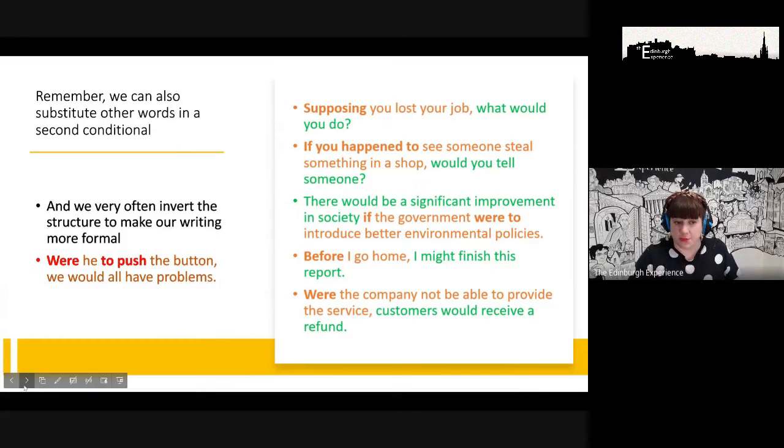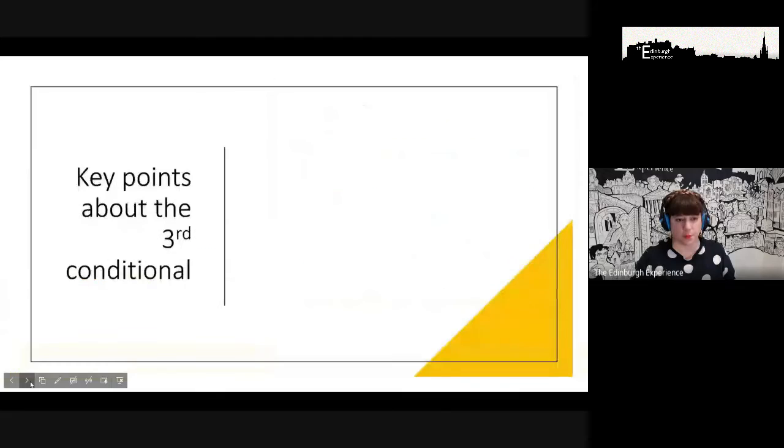We can also substitute other words in the second conditional, such as these examples here. Again, if you'd like to see that in more detail, I suggest going back to watch our second conditional video. And we also very often invert second conditionals to help our writing become more formal as well. So instead of saying, "if he pushed the button, we'd all have problems," I can invert this with "were he to push the button, we'd all have problems."